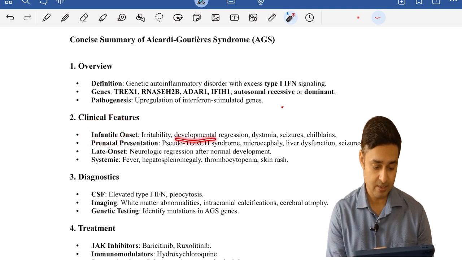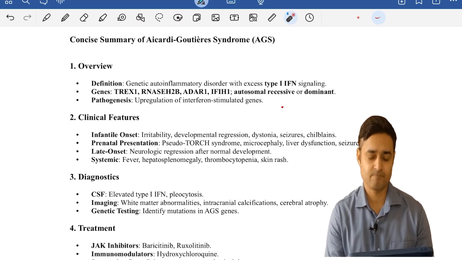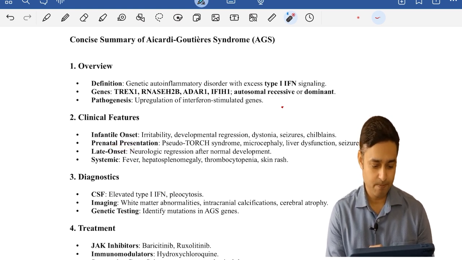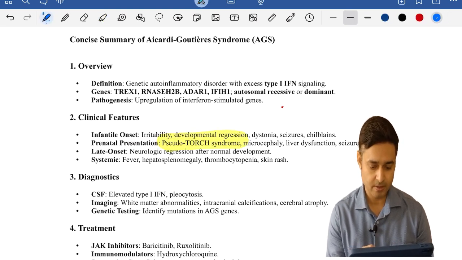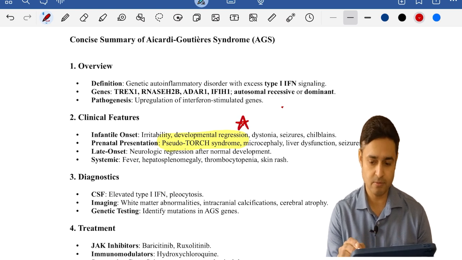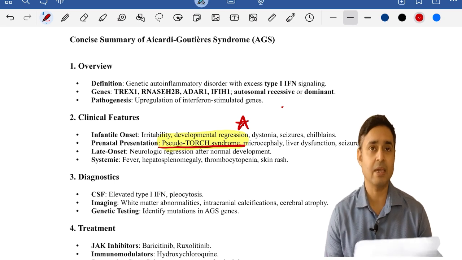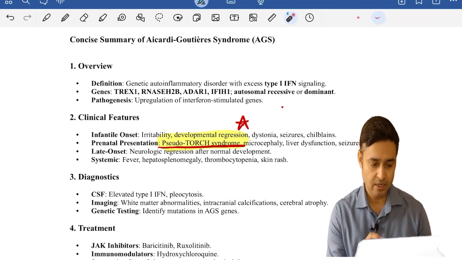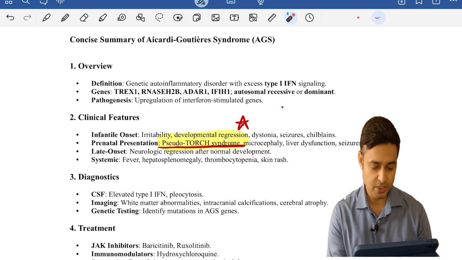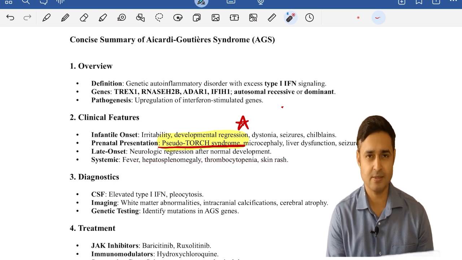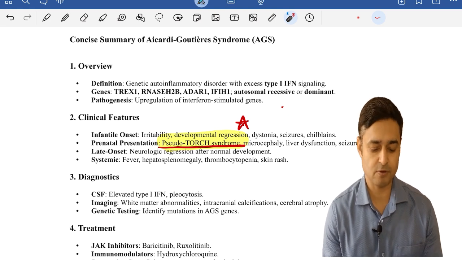Infant, if it is irritable, developmental regression, dystonia, seizures. Yeah, these are very vague features. Prenatal presentation, pseudo-Tourette syndrome. This is very, very important. This is a potential question from this slide, which is pseudo-Tourette syndrome caused by AGS. Microcephaly, then liver dysfunction, seizures, neurological regression after normal development, fever, hepatomegaly, thrombocytopenia, skin rashes. These are vague symptoms, but yes, they are symptoms of this syndrome.